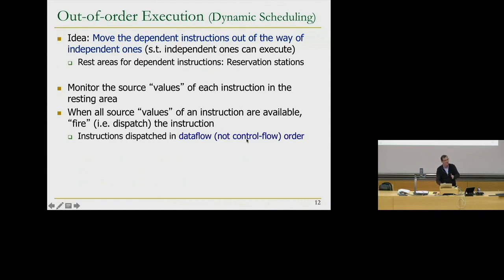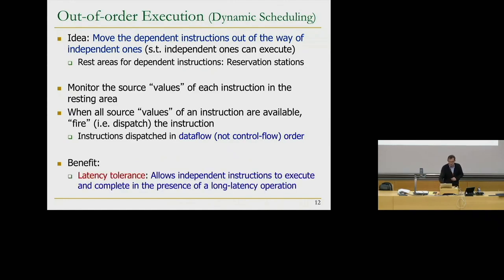Instructions are put into the reservation stations in control flow order, but the execution, dispatch into the execution units, happens in the data flow order. And the key benefit is now independent instructions can execute and complete in the presence of a long latency operation. If you have a long latency multiply and then an instruction that's dependent on it, you don't wait for that. Other instructions that are independent can go and execute and even finish. So you don't need to stall the pipeline for these long latency operations.